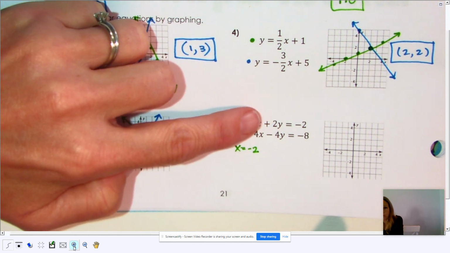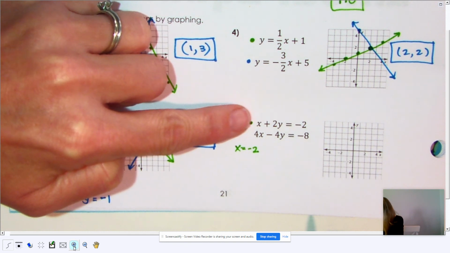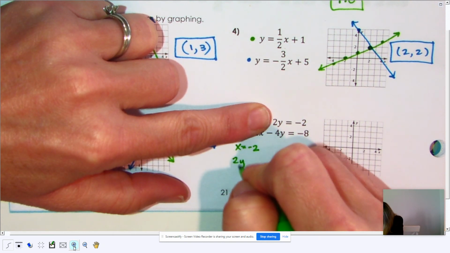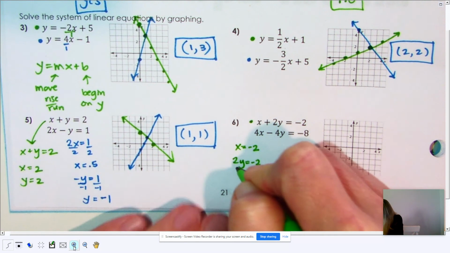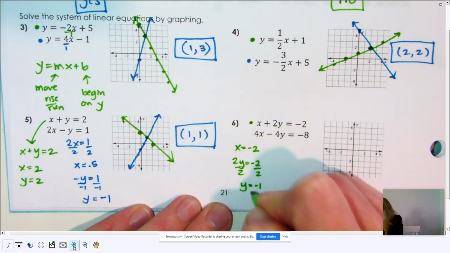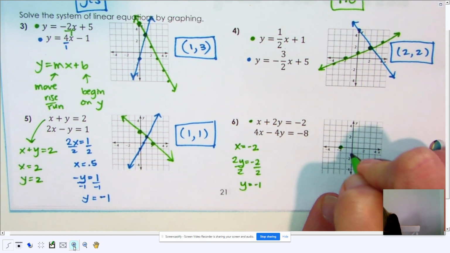Then I'm going to do the same thing for y. I'm going to put a 0 in where the x is. And so I get, that was a plus, so I can cover it up. I get 2y equals negative 2. So 2y equals negative 2. And then if I want to get the y by itself, I just have to divide. And so I get negative 1. So I'm going to plot those. X equals negative 2. Y equals negative 1.